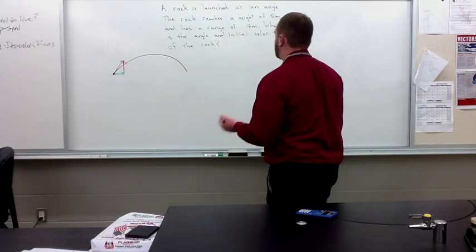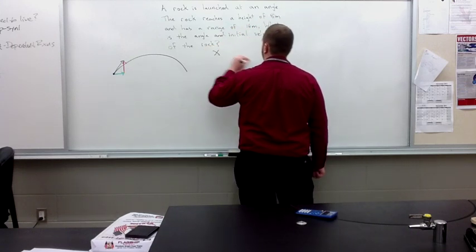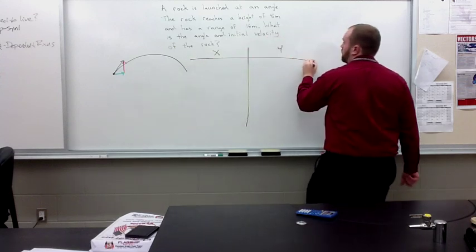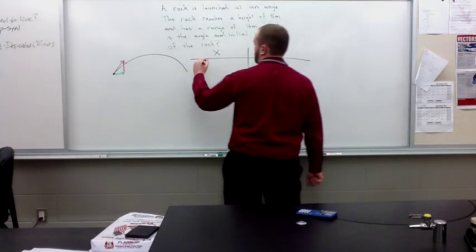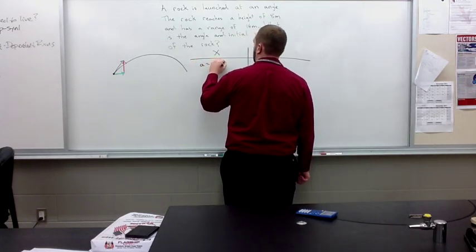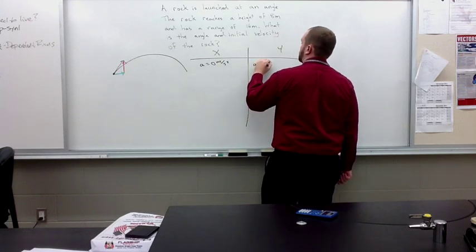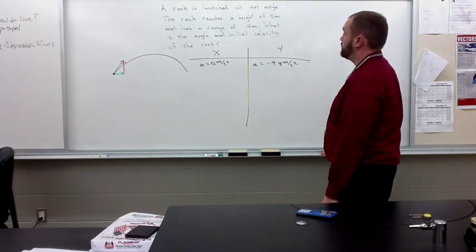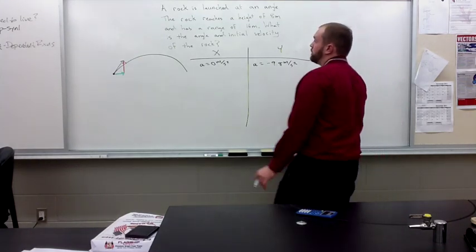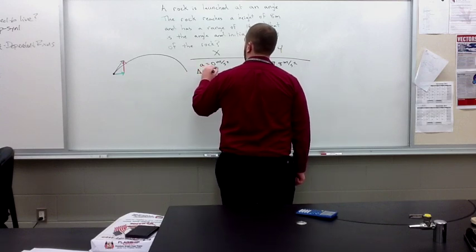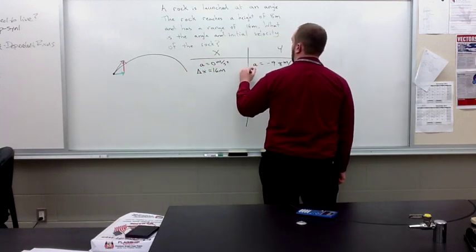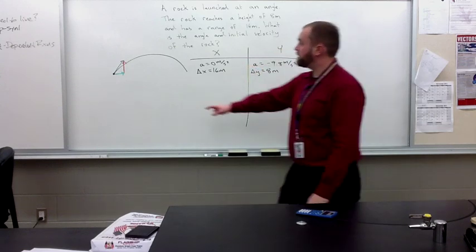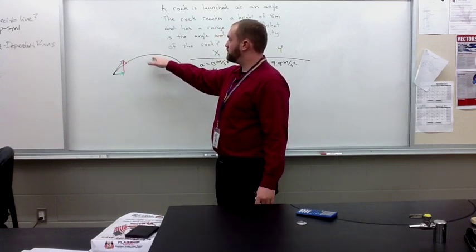Okay, same rules apply, same way we've done everything else. You're going to have an x and a y. In the x direction, my acceleration is going to be 0 meters per second squared. In the y direction, my acceleration is going to be negative 9.8 meters per second squared. That doesn't change, as long as we're doing them here on Earth. In the x direction, the range, how far it went, was 16 meters. In the y direction, the height was 8 meters. Keep in mind, that's the height, so that's when it's going to be halfway through its arc, when it reaches its maximum height.